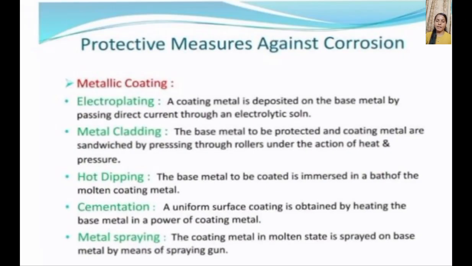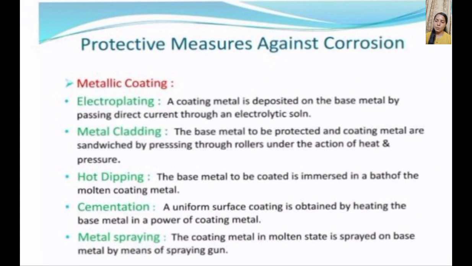Protective measures against corrosion. Metallic coating. Electroplating. It means a coating metal is deposited on the base metal by passing direct current through an electrolytic solution. Metal cladding. The base metal to be protected and coating metal are sandwiched by pressing through rollers under the action of heat and pressure. Hot dipping.